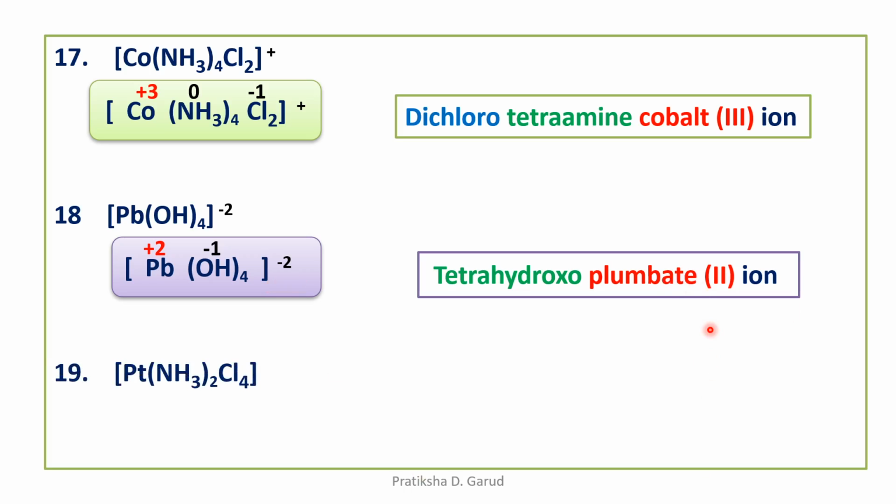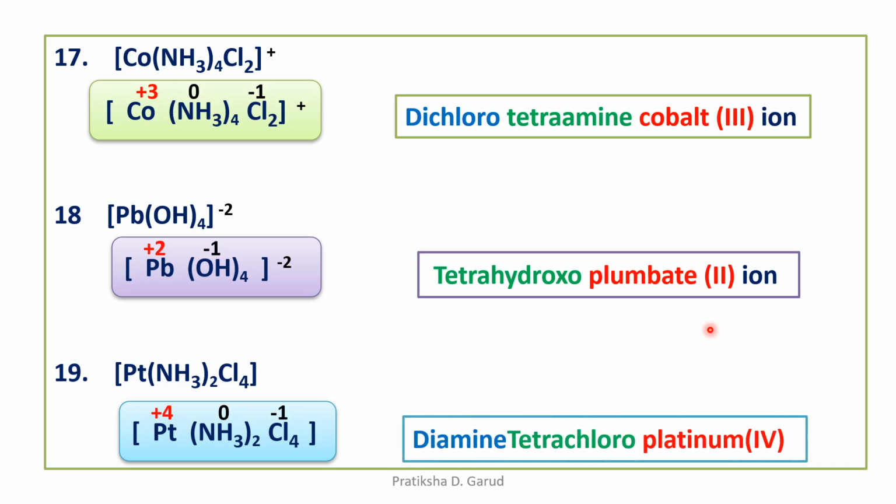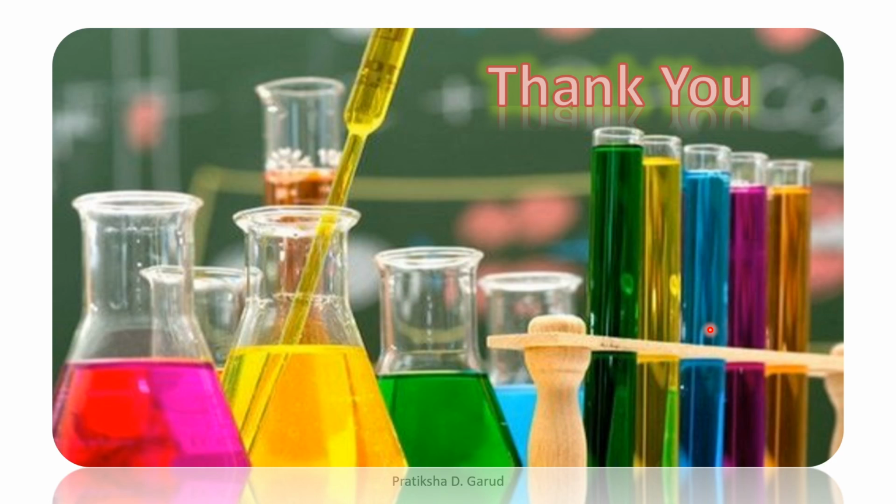Next example is the [Pt(NH3)2Cl4]. In this example, this ammonia is the neutral ligand, therefore 0 charge. Chlorine is a negative ligand, therefore -1 charge, and hence the oxidation number becomes +4. So the name is diamine tetrachloroplatinum +4.